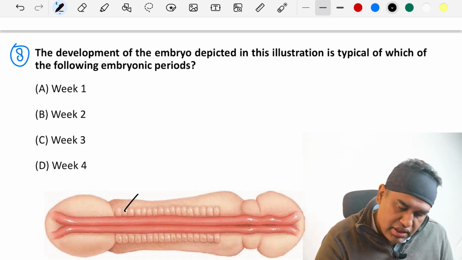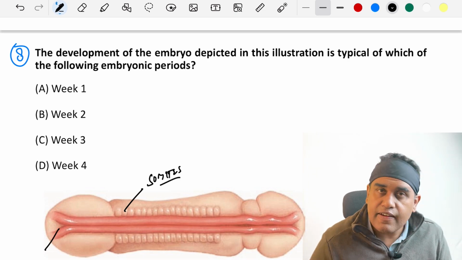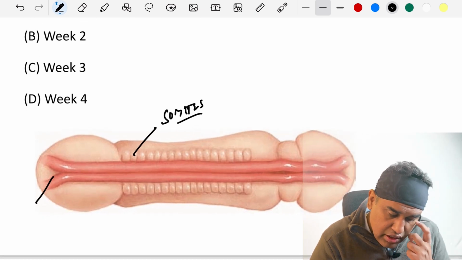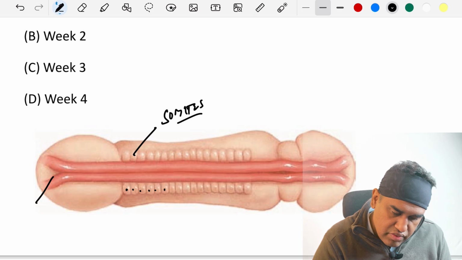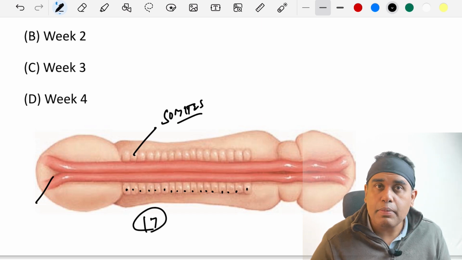Remember here, what we can do is we can look at the somites, right? We can also look at these neural tube openings over here. So how many pairs of somites are over here? Let me just zoom it. Let me count with you guys. 1, 2, 3, 4, 5, 6, 7, 8, 9, 10, 11, 12, 13, 14, 15, 16, 17. There are 17 pairs of somites.